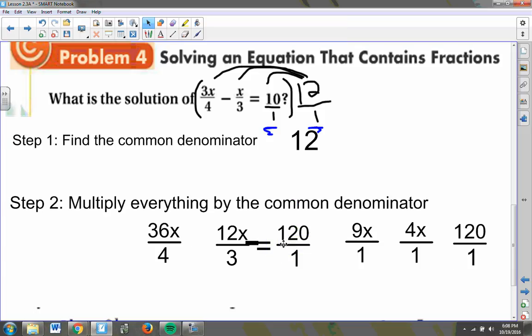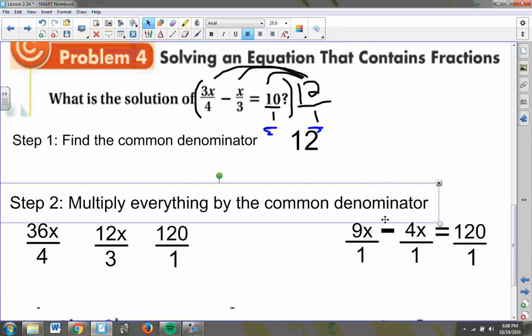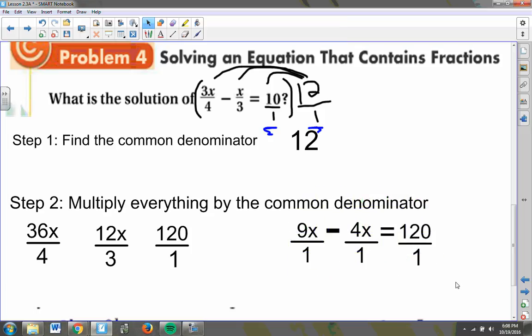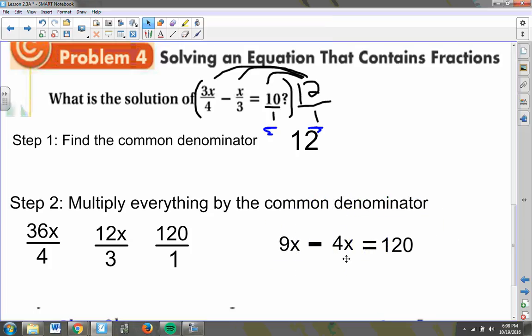Okay? So I have a minus sign in between these two, and then I have an equal sign in between those two. Now, what you have to realize is when I get to this point in solving, I have all of these fractions with a 1 on the bottom, but I don't really need the ones on the bottom. A 1 on the bottom of a fraction doesn't need to be there. It can be deleted. So none of these need to be fractions anymore. It can just say 9x minus 4x equals 120. Now this is something I can solve.